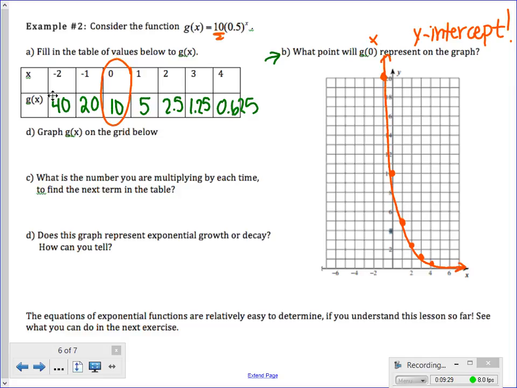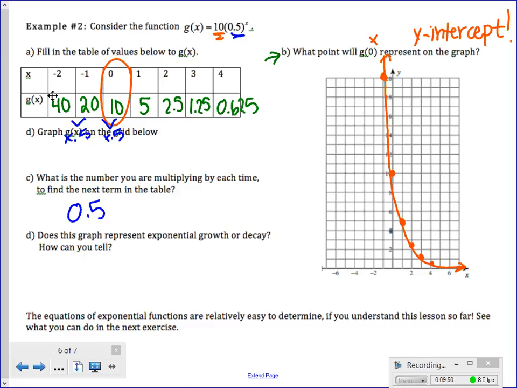The number that I'm multiplying by each time, that's the question in C, then we'll talk about the picture. The number I'm multiplying by is the growth rate, which happens to be 0.5. That's how I get each number in the table. 40 times 0.5 is 20. 40 times a half is 10. 10 times a half is 5, times a half is 2.5, and so on.